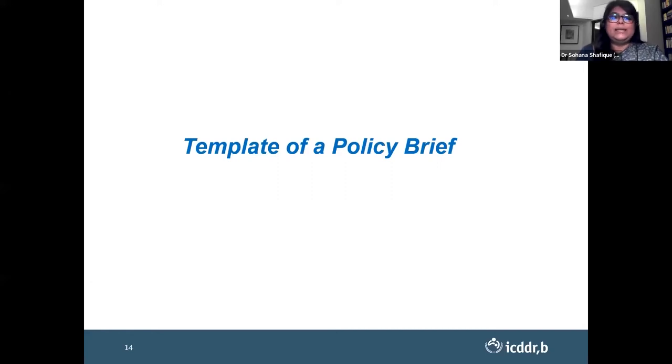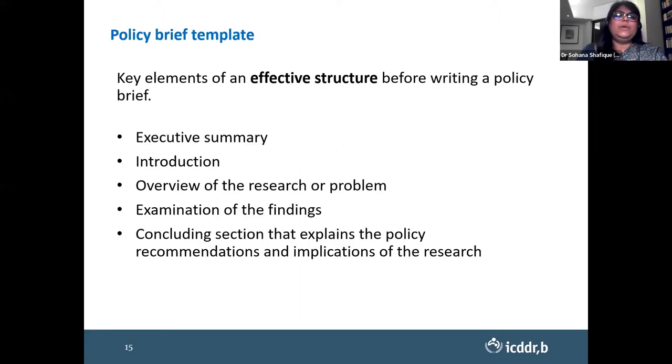So now we can discuss the template of a policy brief, which is an effective structure. The key elements of an effective structure of a policy brief are: we start with the executive summary, and then there is an introduction. Afterwards, we have the overview of the research problem, which can be a part of the introduction, and then examining the findings, and a concluding section that explains the policy recommendation and implication of that research.